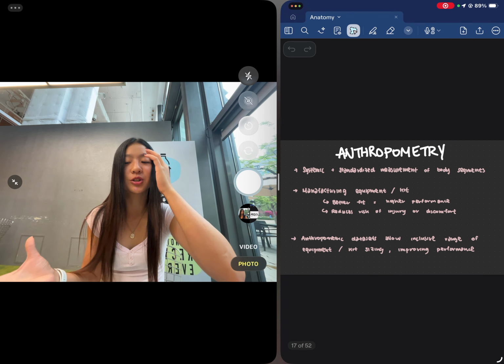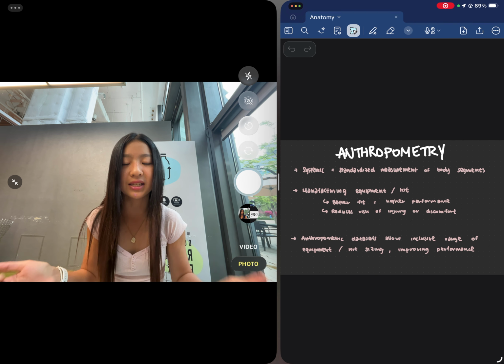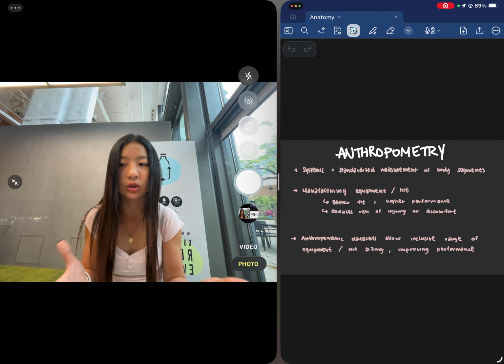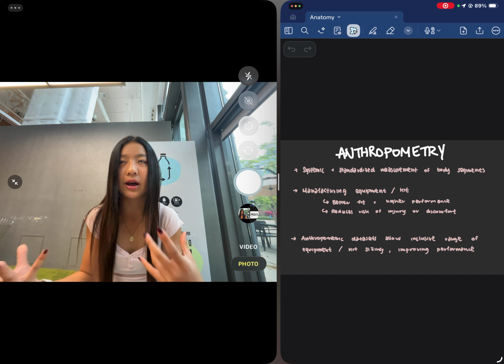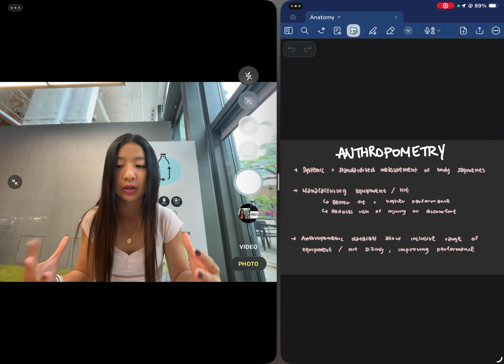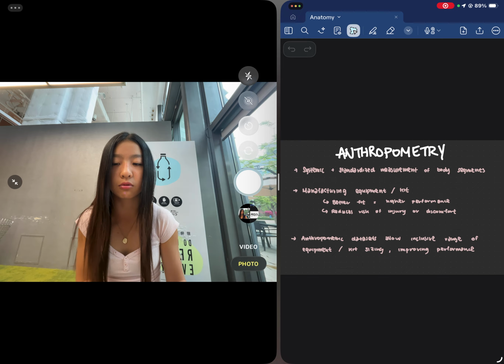So anthropometry is really just a systemic and standardized measurement of different body segments. What we can apply this to in a sports context is really the manufacturing of equipment or kit, because when we manufacture better kit and equipment that fits us, this ensures that athletes are able to perform at higher, more successful rates. It also reduces risk of injury or discomfort.